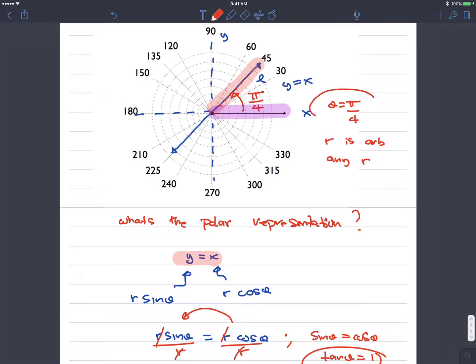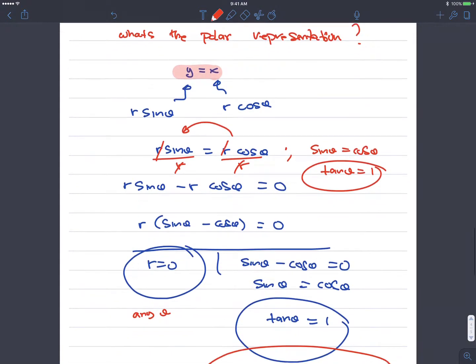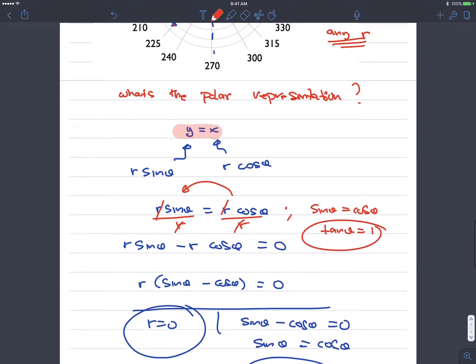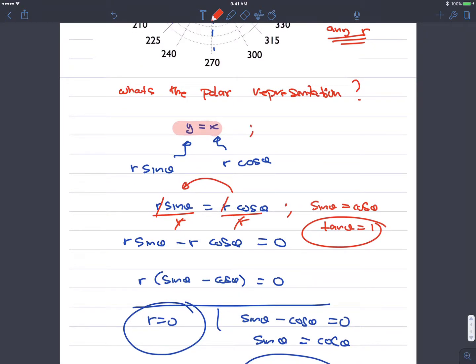Meaning, as long as theta is pi over 4, I could use any radius value, even negative values, negative 1, negative 2, negative 3, negative 4, negative 5, and so on. I'm generating points all along this line in blue. And all I'm keeping constant is my angle theta being pi over 4. So algebraically, the line y equals x, in polar, is simply the equation theta is pi over 4.